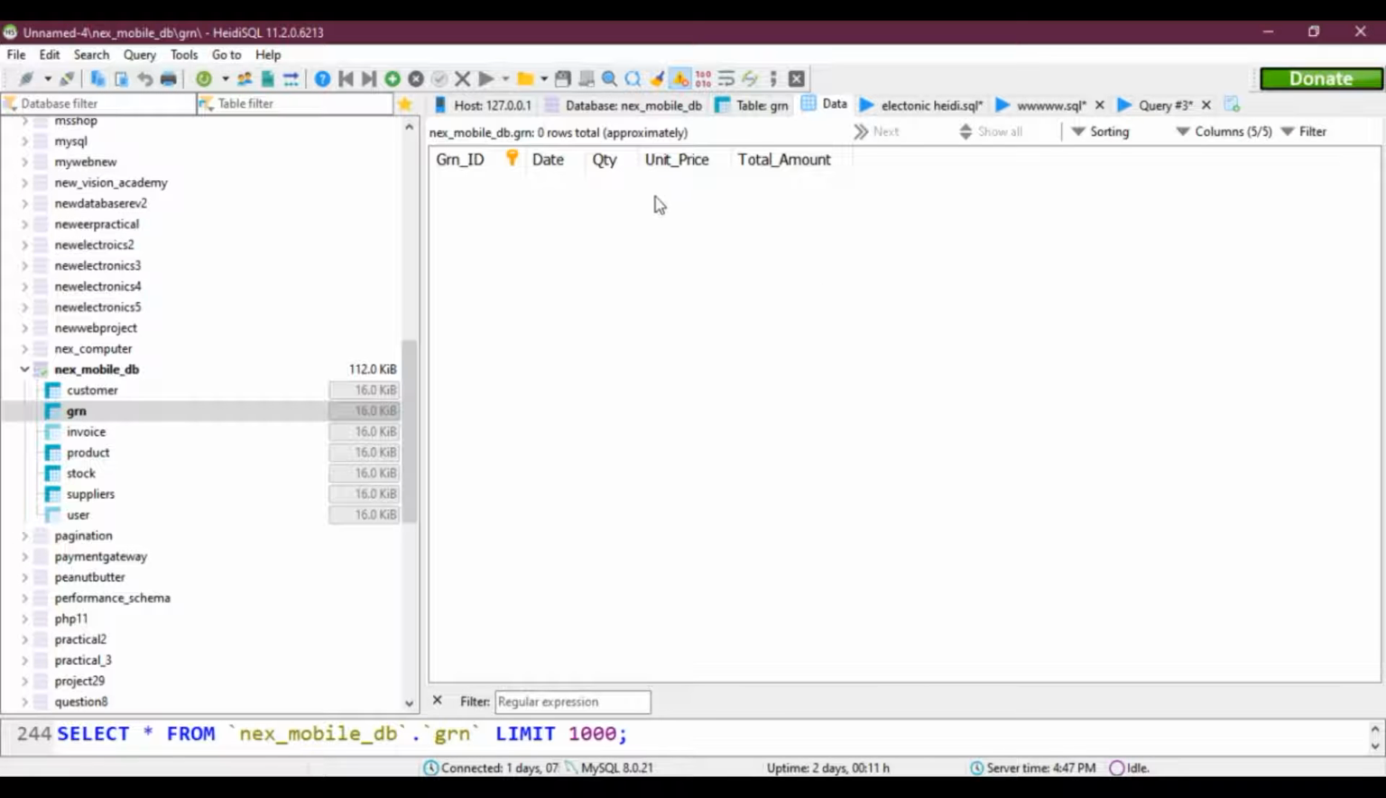So basically the GRN will record the details of the suppliers' products, when they purchase the product from the supplier, how many products they bought, and the unit price and the total.